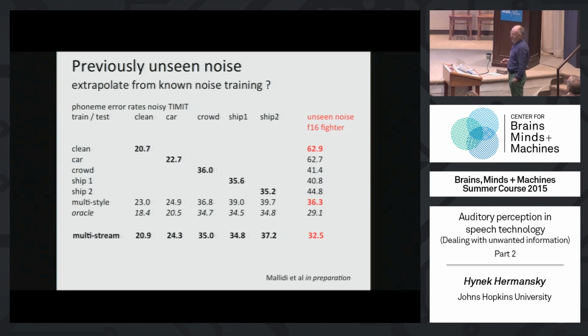How does it work on previously unseen noise? Fortunately for this example, we still seem to be getting some advantage. We are using noise which has never been seen by the classifiers, but still it was capable of picking up the good classifier, which is actually better than any of these classifiers. So this seems to be good.